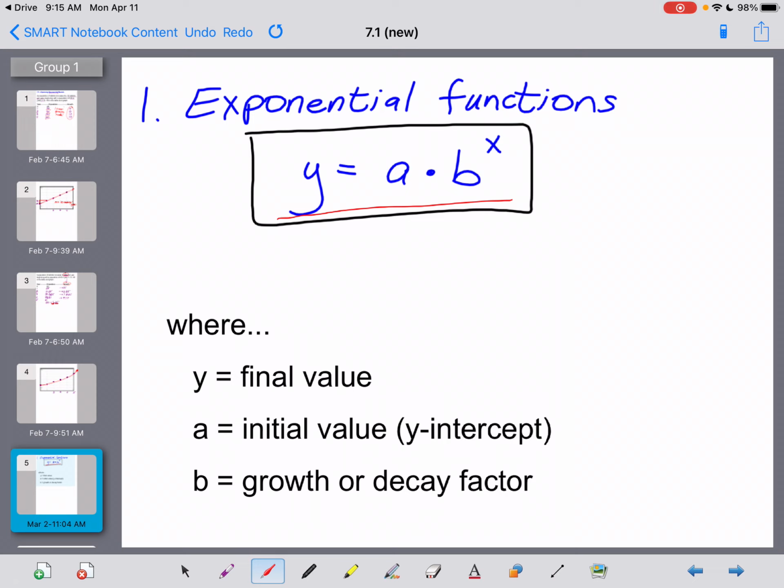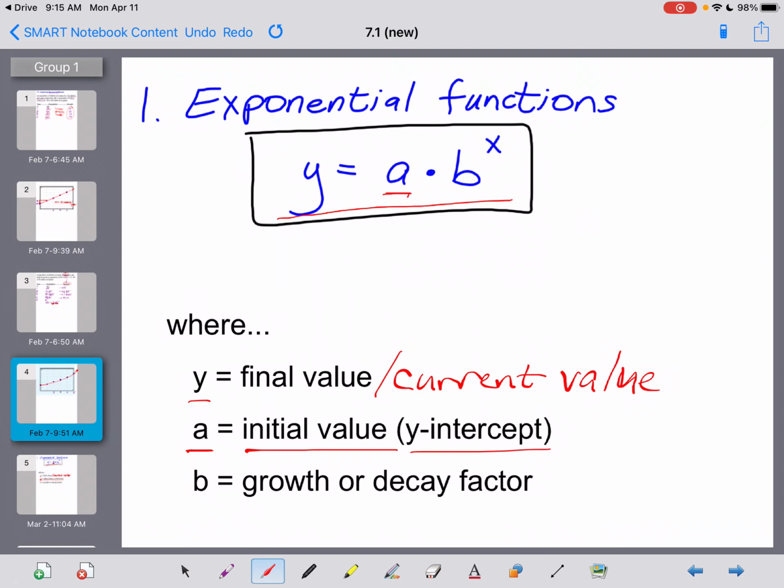Now again, I always want to tell you guys what everything means in a formula that we learn. Y, right here, is what we call your final value. Sometimes it might be helpful to think about that as the current value too, if it's something where the growth is ongoing. So final value or current value is found by Y. That's the left-hand side of the equation. The A number, which is the constant right over here that's being multiplied by b to the x, A is what we call your initial value, and that's also the y-intercept of your graph.